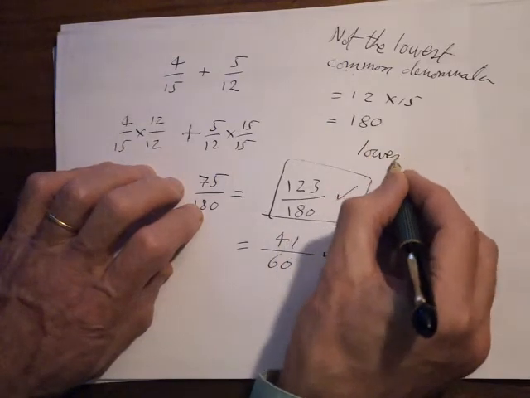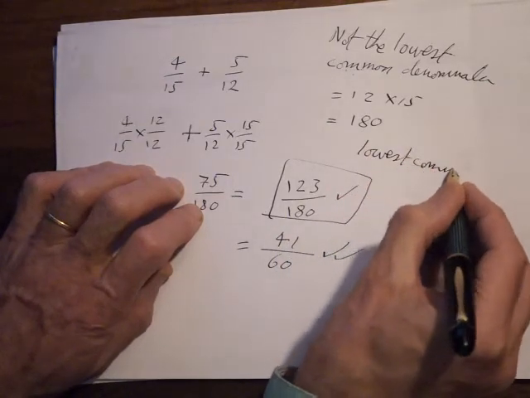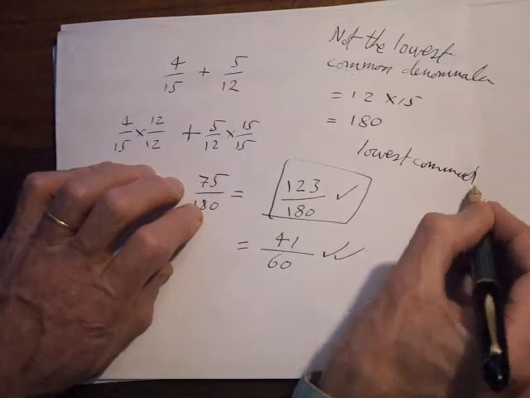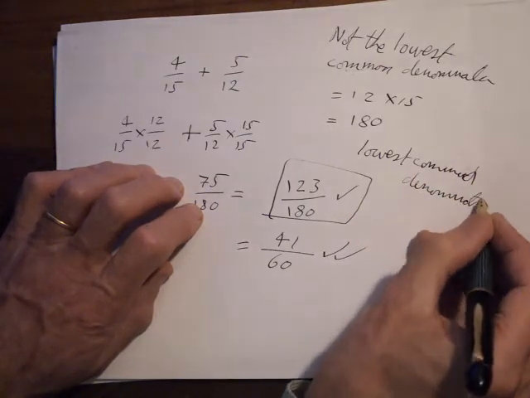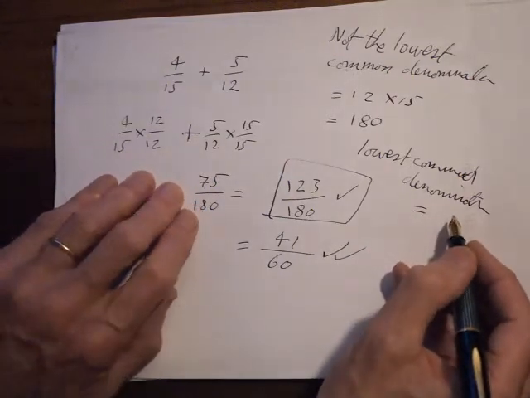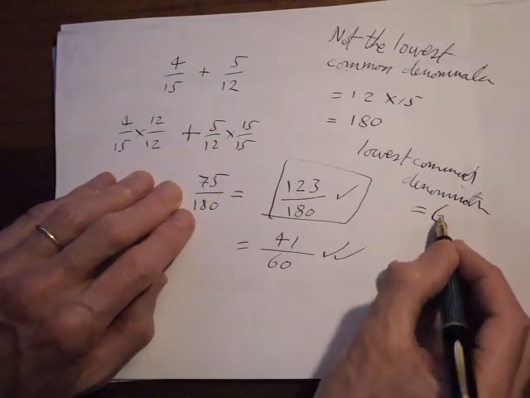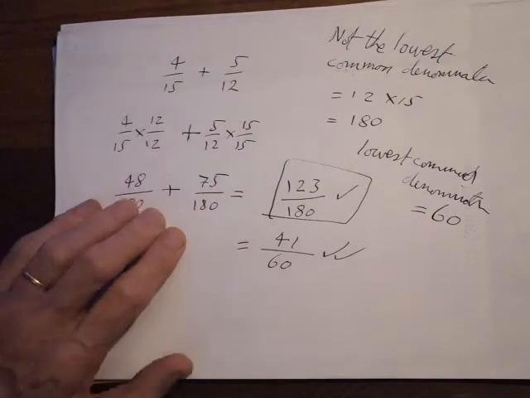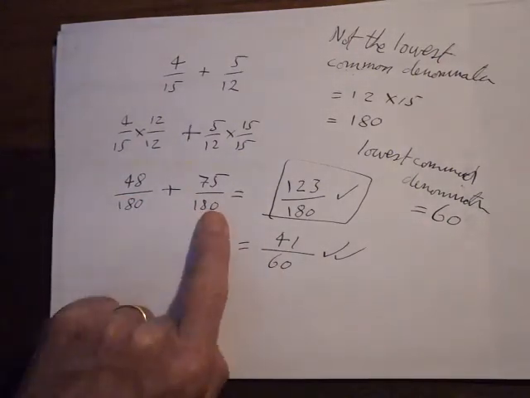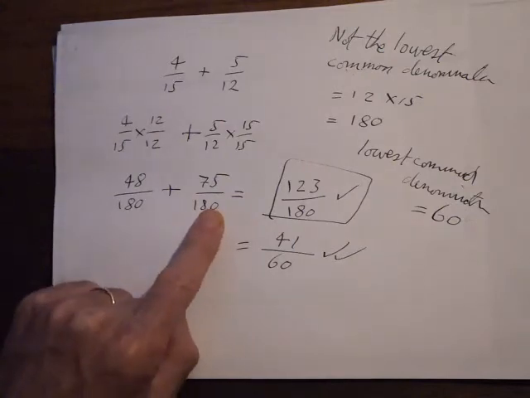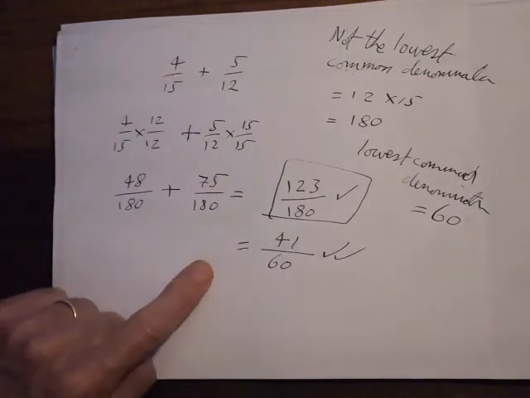the lowest common denominator equals, well, it probably equals 60. Well, I haven't proved that it equals 60, but certainly 60 is a lower denominator than 180, and using that would make this calculation easier.